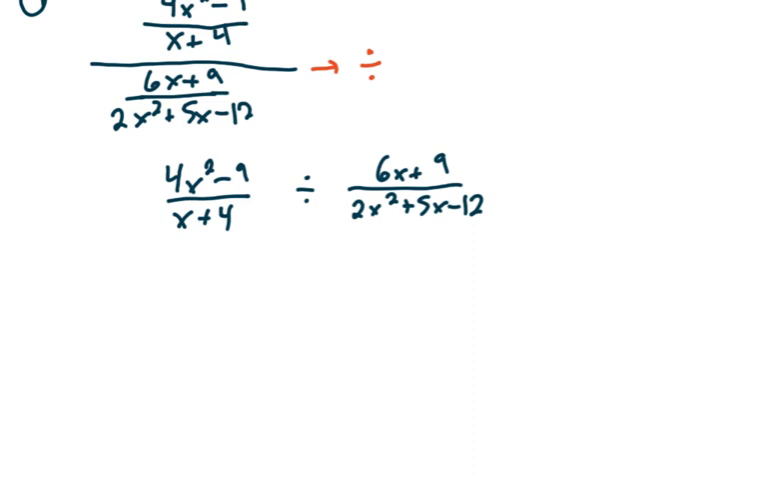I'm not going to solve this one all the way, just for time's sake. But if you have extra time and want to try it, I suggest it. And give yourself some practice. The answer should be 2x minus 3 squared over 3.